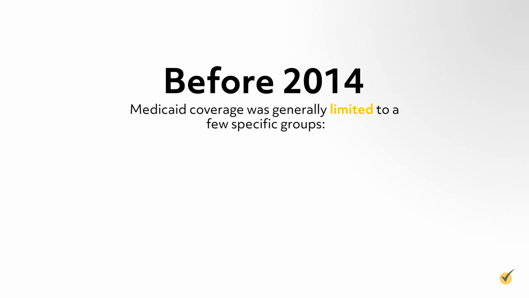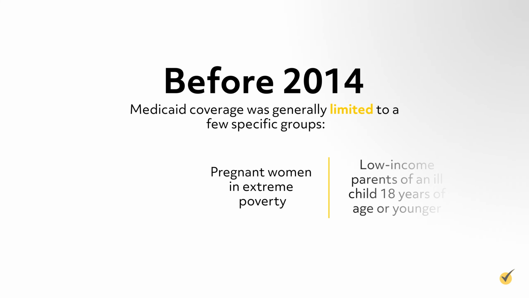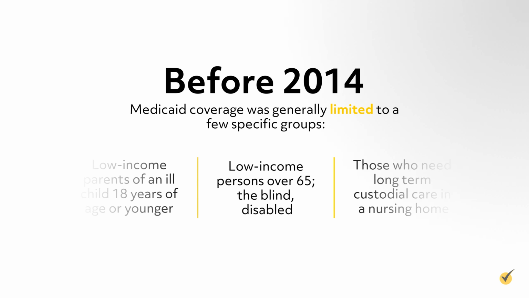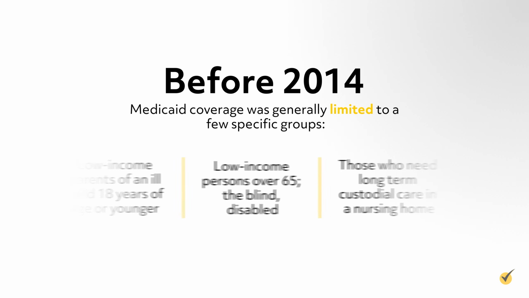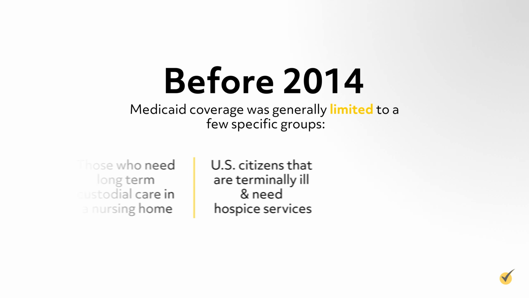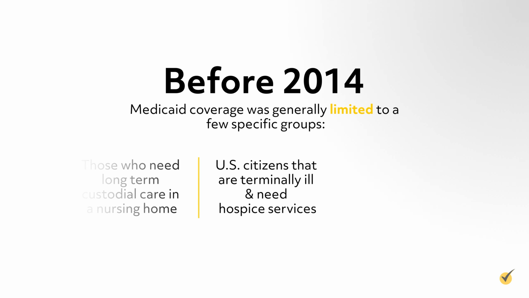Before 2014, Medicaid coverage was generally limited to a few specific groups: pregnant women in extreme poverty, low-income parents of an ill child 18 years of age or younger, low-income persons over 65, the blind, disabled, those who need long-term custodial care in a nursing home, and U.S. citizens that are terminally ill and need hospice services.